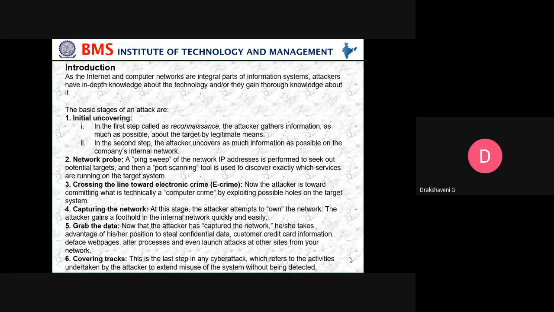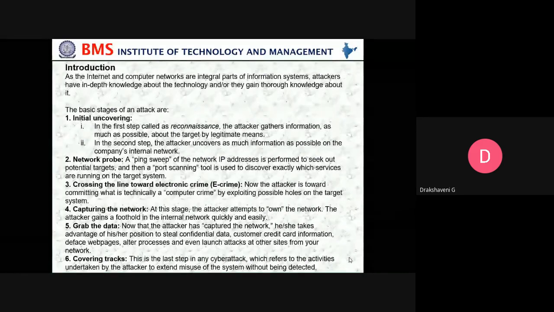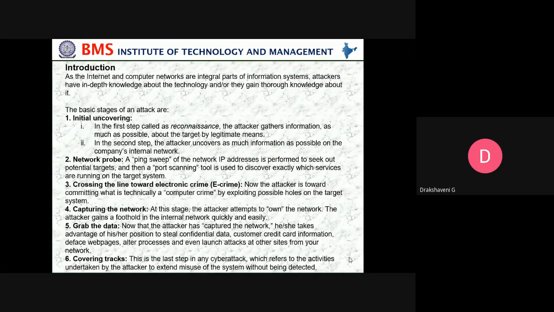Then covering tracks. This is the last step in any cyber attack, which refers to activities undertaken by the attacker to extend misuse of the system without being detected.